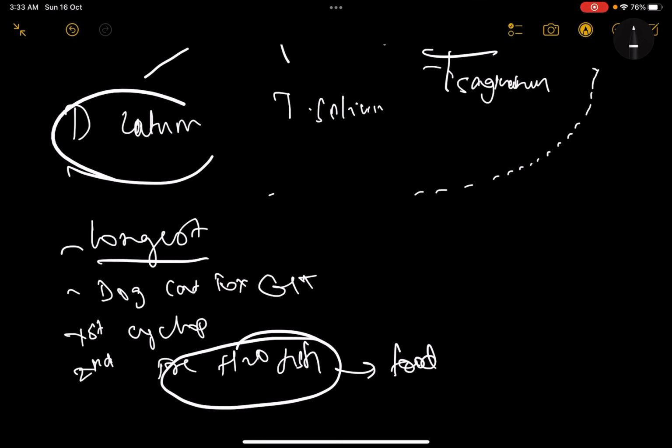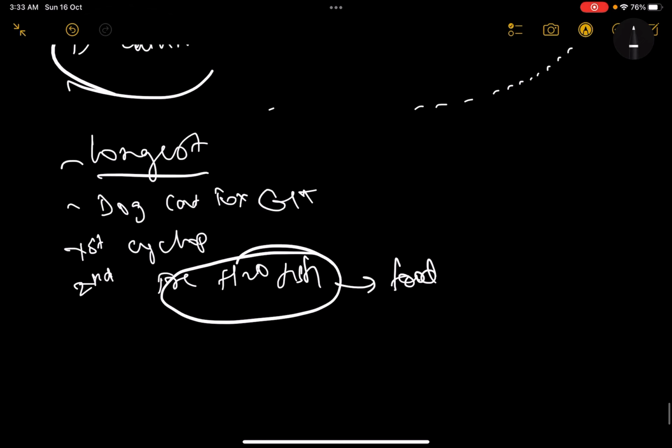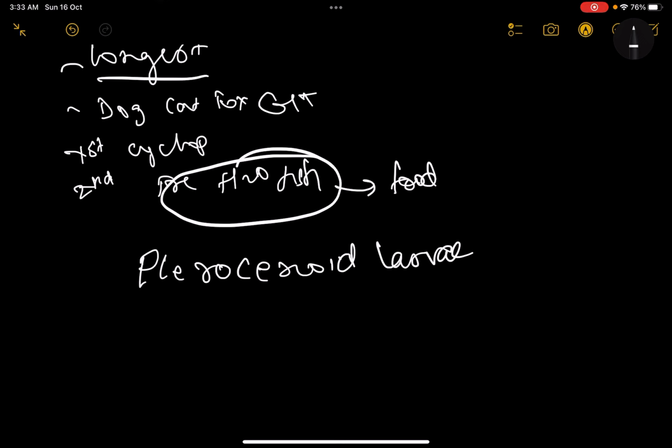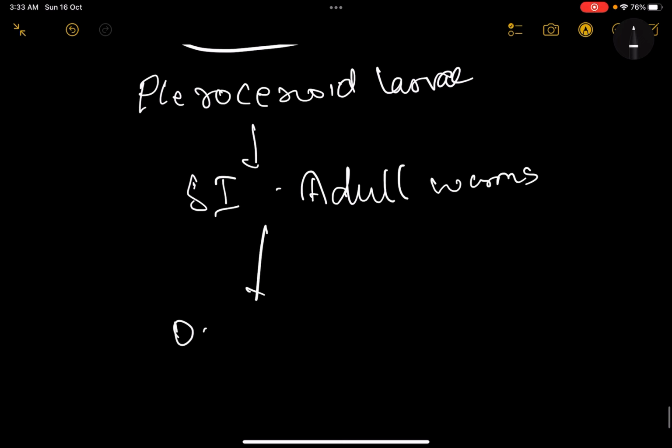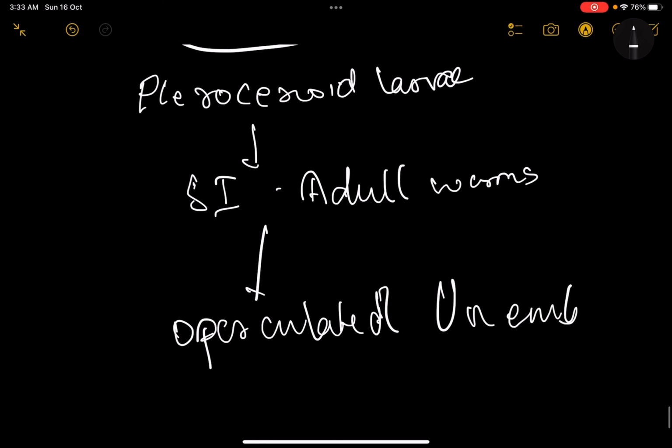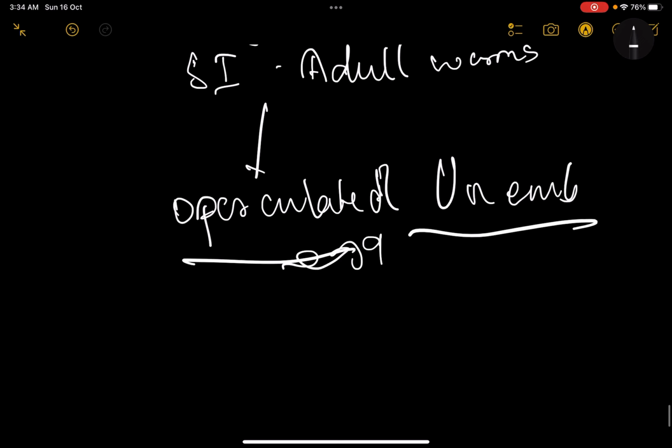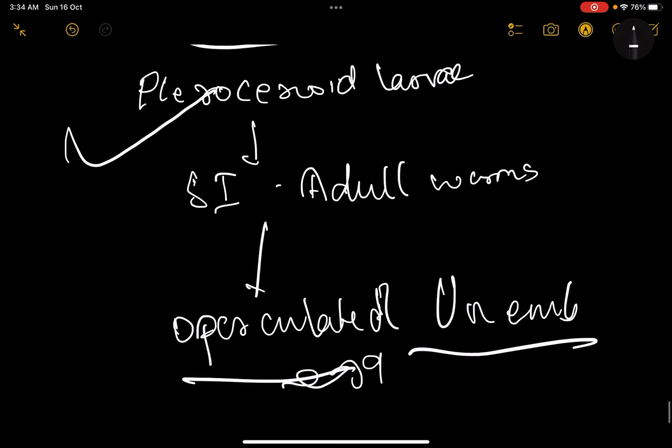So what is going to be the infective form? An infective form is a larva. It's called plerocercoid larva. Okay, and that infective form goes in, and then in the small intestine you have the adult worms. Then they form operculated, unembryonated eggs. This is very important. Okay, so very important is two important things: plerocercoid larva and worm, and then egg.